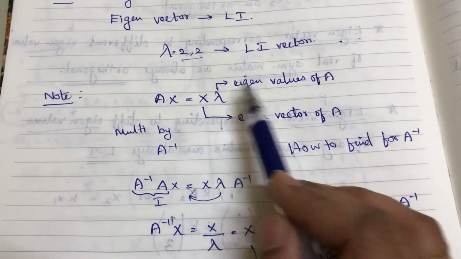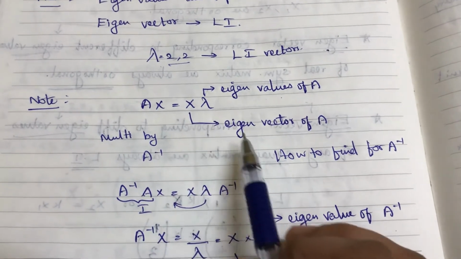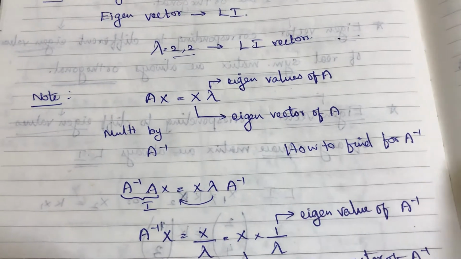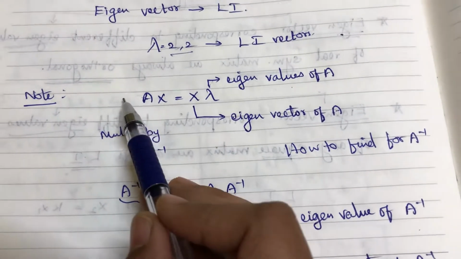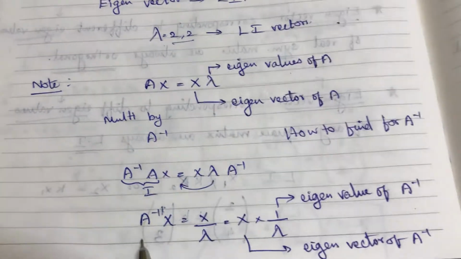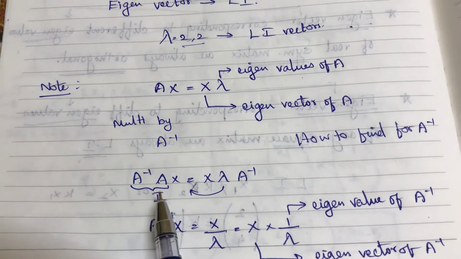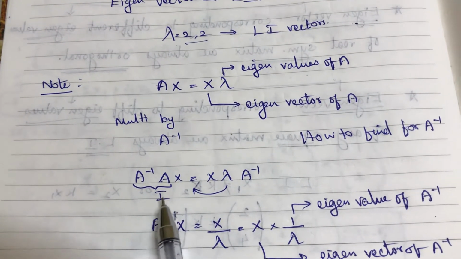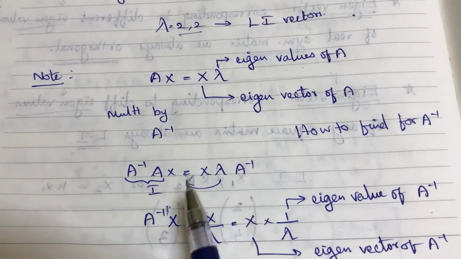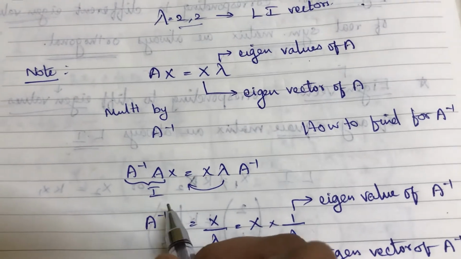Lambda is what? Eigenvalues of A. X is what? Eigenvectors of A. How can we find A inverse? Just multiply A inverse on both sides. A inverse into A is nothing but I. So this will become I, and the other side stays the same.